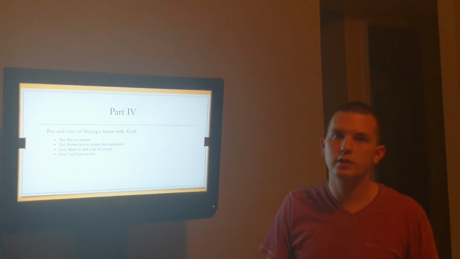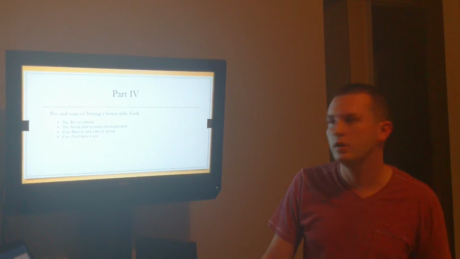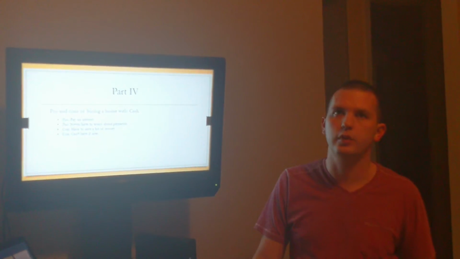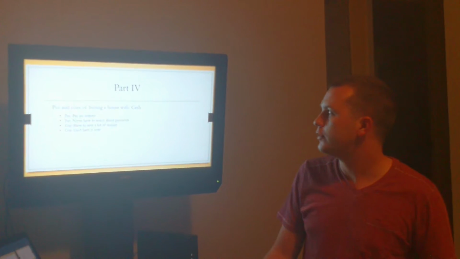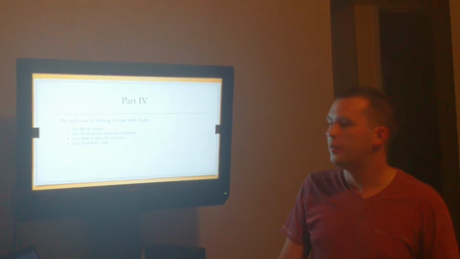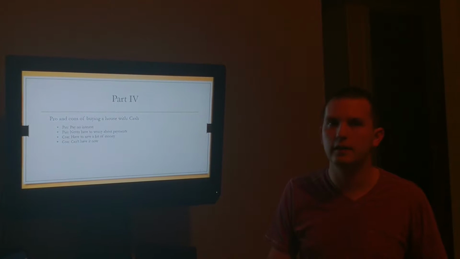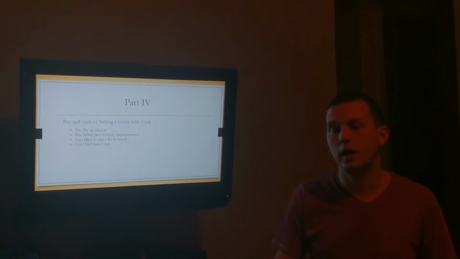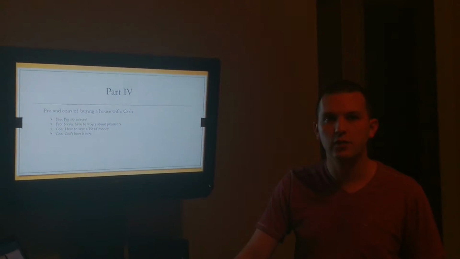Part 4, pros and cons of buying a house with cash, which we will compare to buying it with a 15-year mortgage or 30-year mortgage. Pros of paying with cash. You don't have to pay any interest, so the total you pay is exactly what the house sold for. Save a lot of money that way.